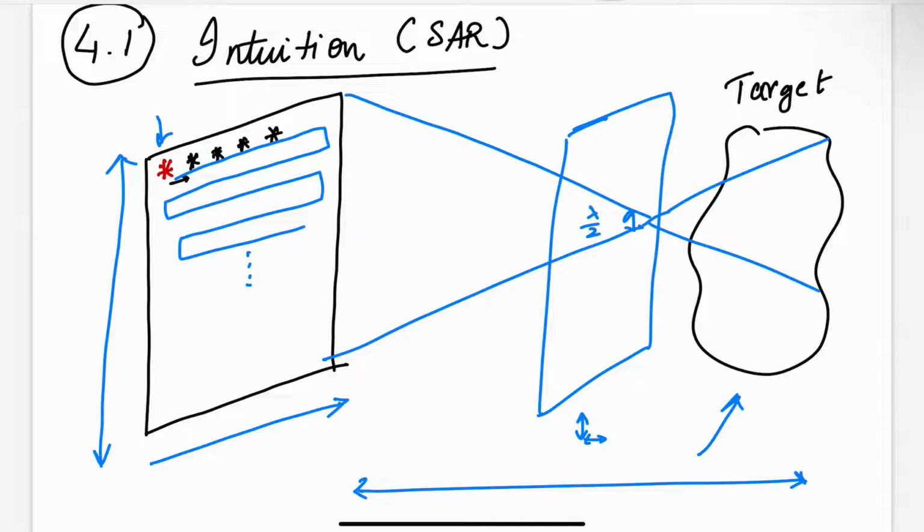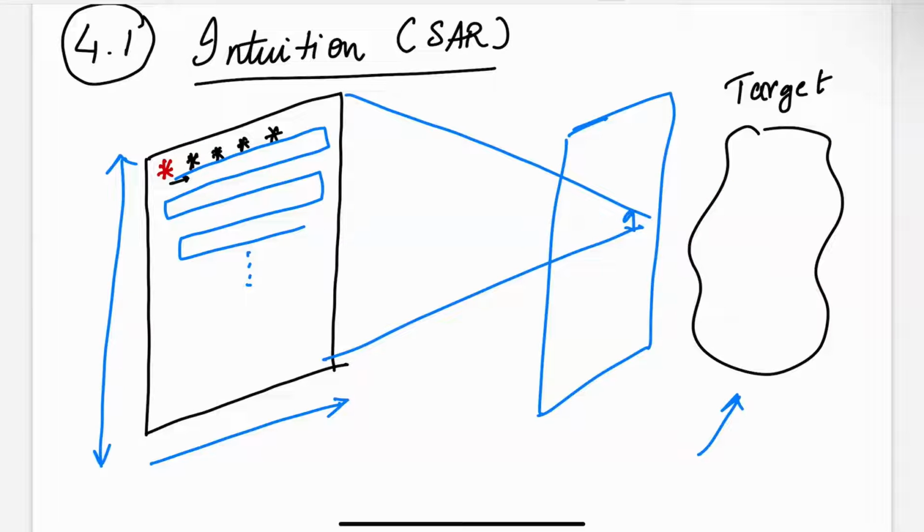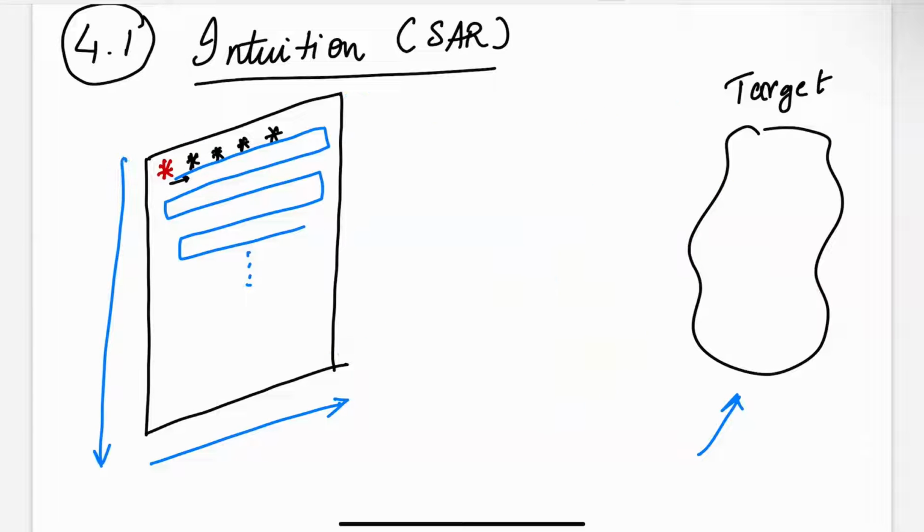I won't go into too much detail of SAR now. We'll discuss this in a later video, why that's the case, when I talk about the resolution. But that's the idea behind SAR anyways. Right? So what is the intuition behind reconstruction now that we have some idea of what SAR is?